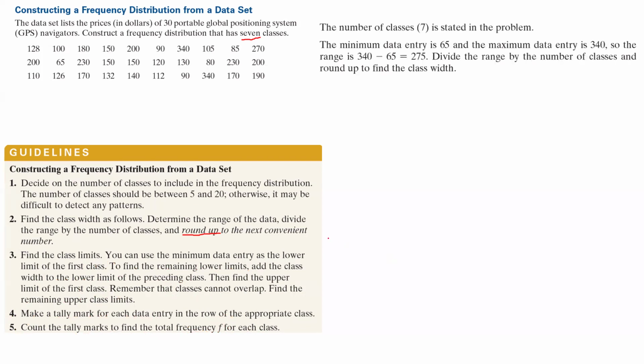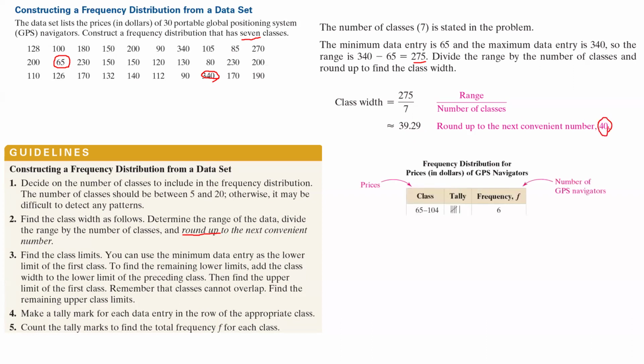We're going to find the range. The range of the data is 340, which is the maximum value in your collection, minus 65, which is the minimum value in your collection. So this is going to be your range. Now, to find the class width, divide the range by the number of classes. We did the algebra: 275 is the range, divided by 7. Where did 7 come from? The question says you need to have 7 classes. The number that you get is 39.29. Now you need to round it up to 40.